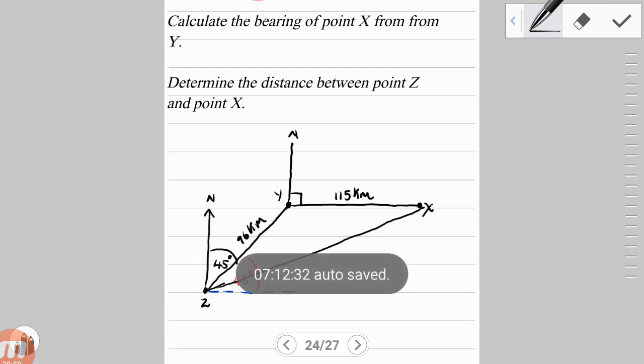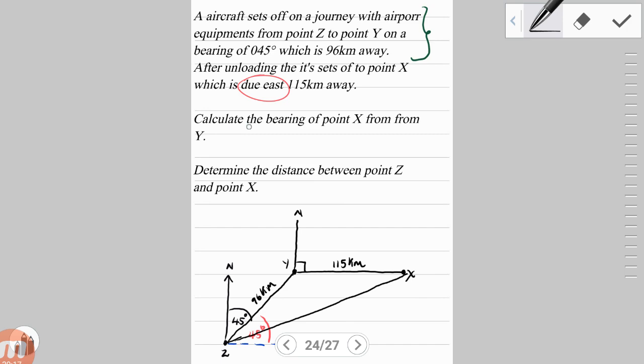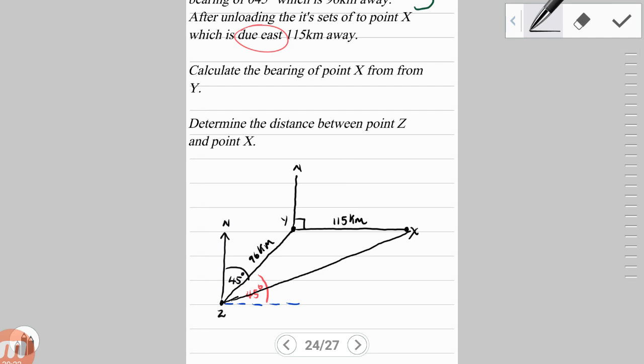A lot of you may think that drawing this line from here in between the 45 would cut the 45 into 22.5 degrees, but that assumption cannot be made without geometrical evidence. Alright, so this is pretty much the diagram that we are working with at the moment. And so here we're looking at the fact that we are to calculate the bearing of point X from Y.